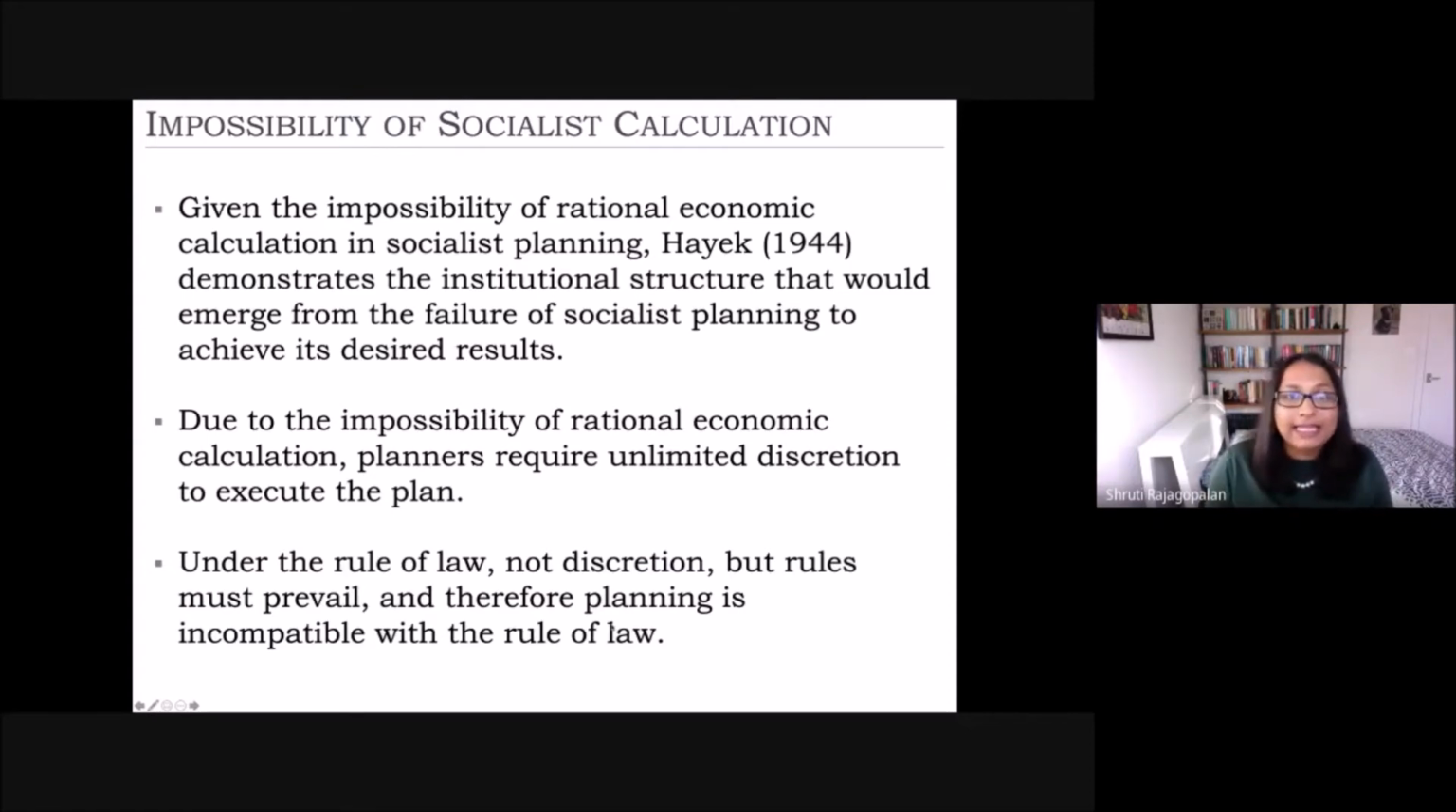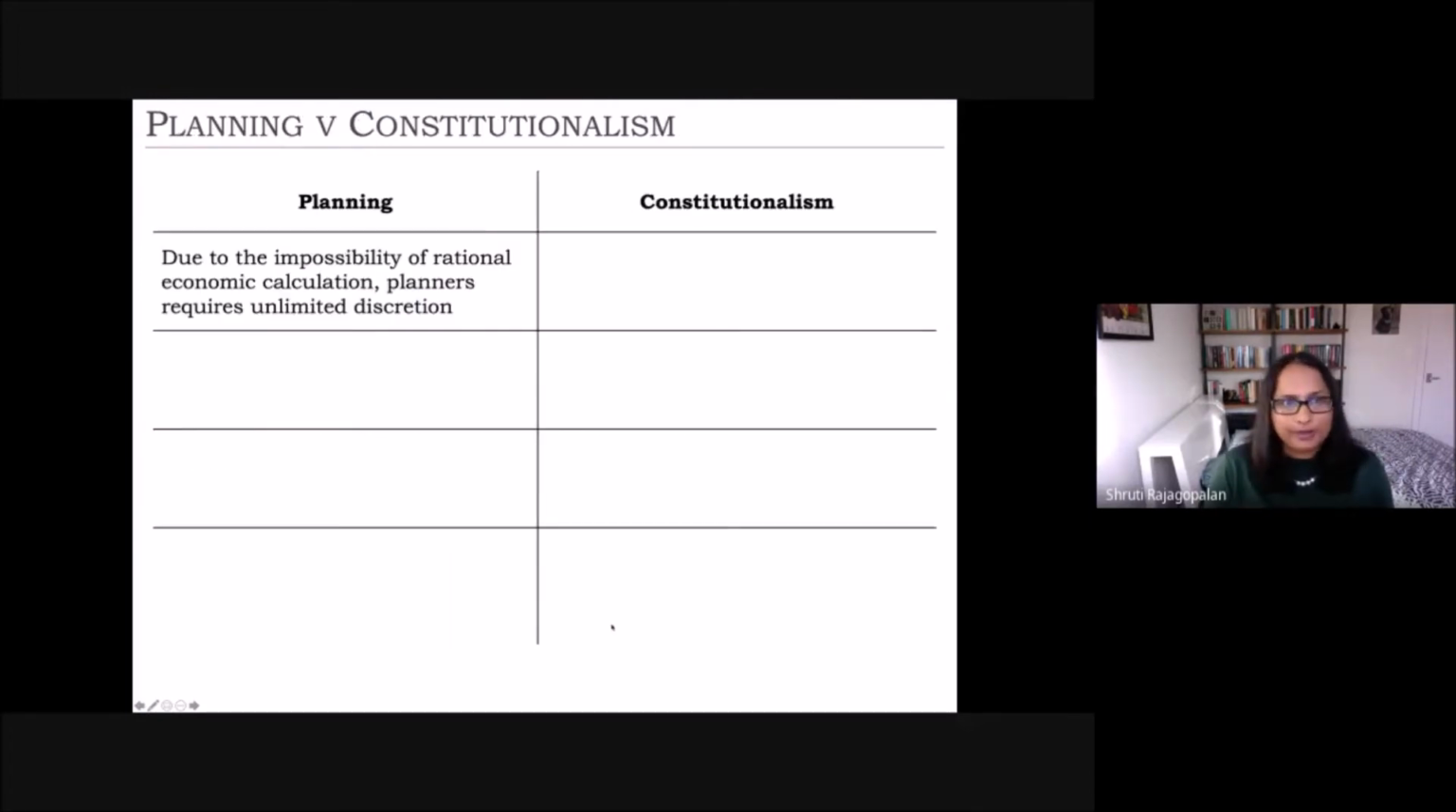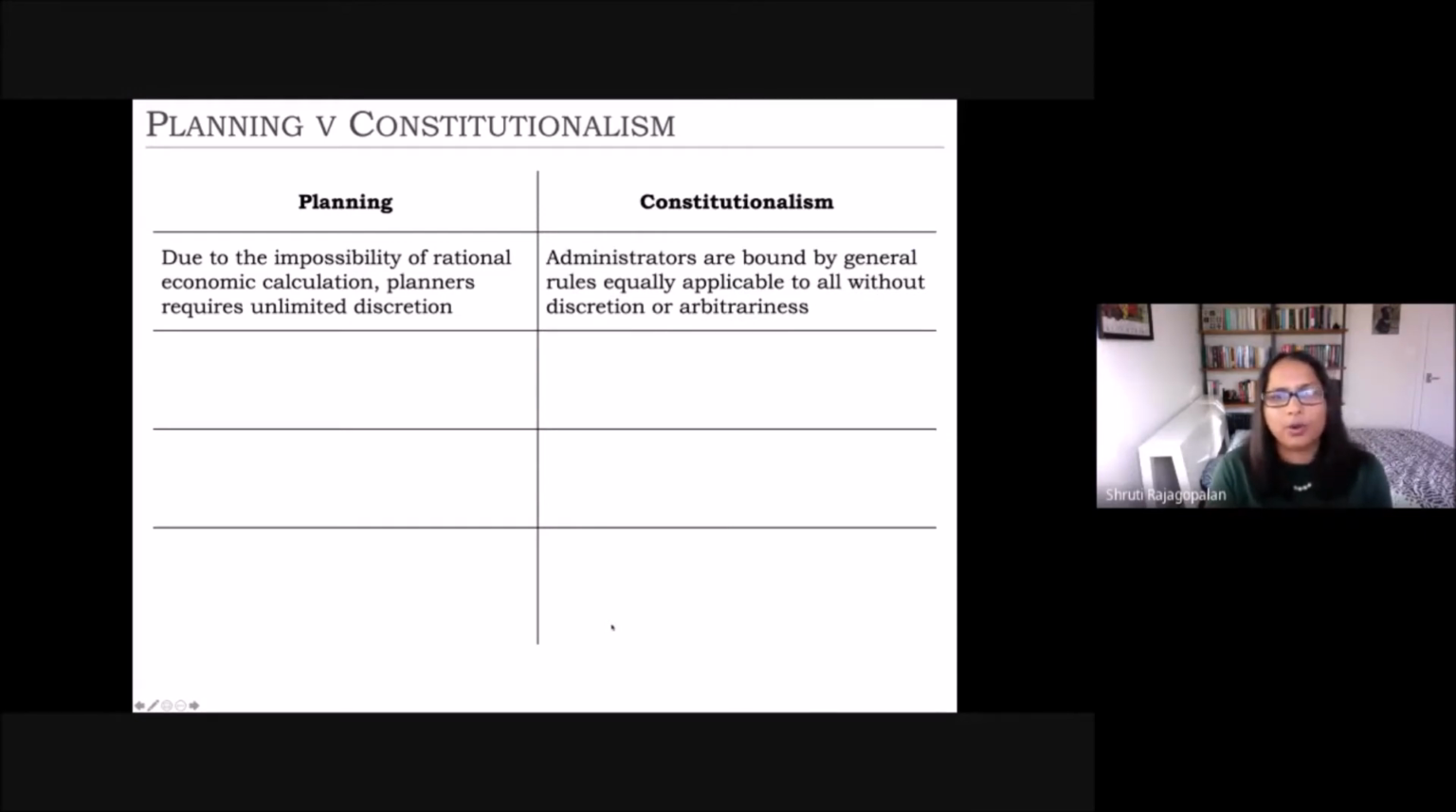So what Hayek said was, given the impossibility of economic calculation, it's an if-then argument. Given that it is impossible to do, the institutional structure that requires socialist planning to exist and to achieve its ends requires an unlimited amount of discretion, right? Now, this is where the problem is. Because of the impossibility of rational economic calculation, planners require unlimited discretion, right? From your 101 of constitutionalism, or if you open the first few pages of Dicey or Hayek, or whoever is studying rule of law, they would tell you that administrators need to be bound by general rules equally applicable to all without any discretion or arbitrariness. So you already see that socialist planning, the kind of discretion it requires, is going to start running into trouble with constitutionalism.